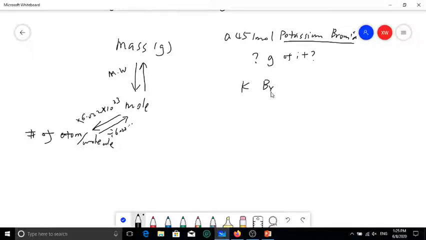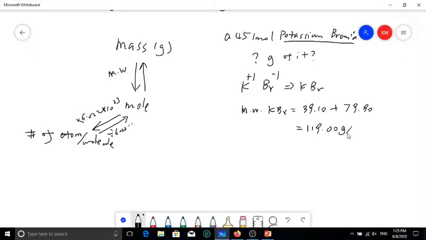The charge is the key because you know this is metal, non-metal. So you're looking at metal, potassium is positive 1 charge, bromide is negative 1 charge. So the compound is going to be just KBr. Now, given this formula, the molecular weight of KBr is going to be 1 potassium plus 1 bromine. Potassium is 39.10 plus 79.90. 39 is the potassium, 79 is the bromine. You will have 119.00 gram per 1 mole. So this is the molecular weight of potassium bromide.